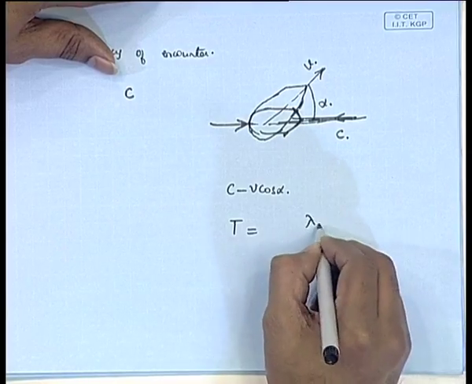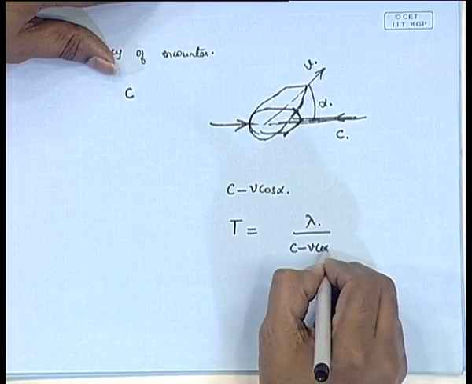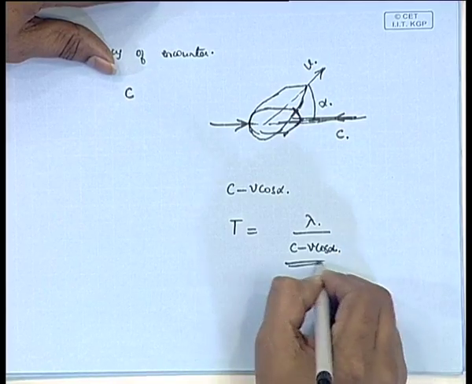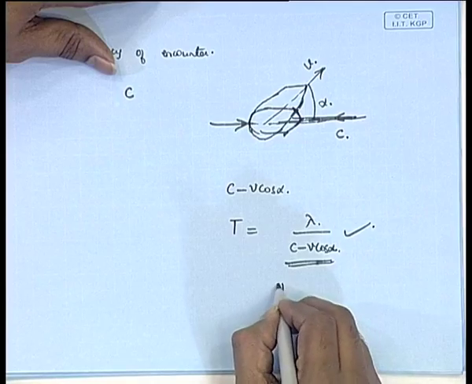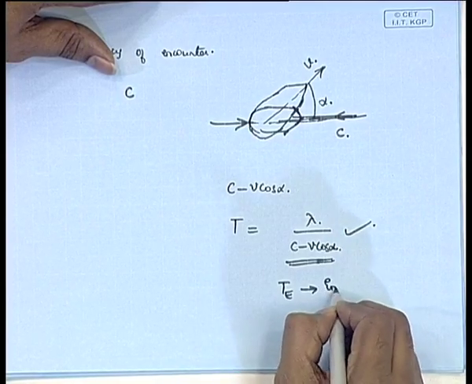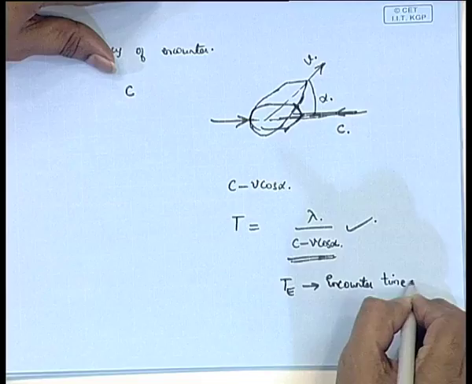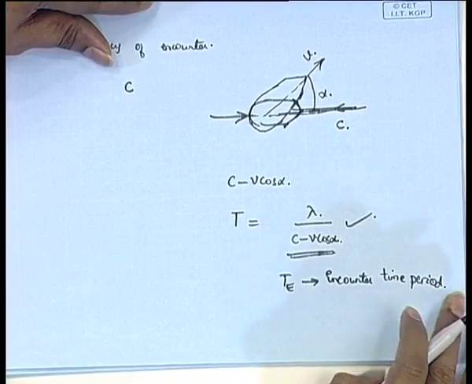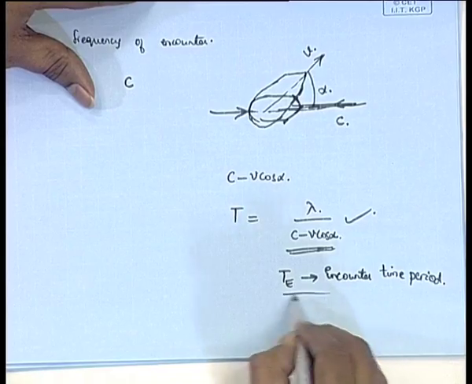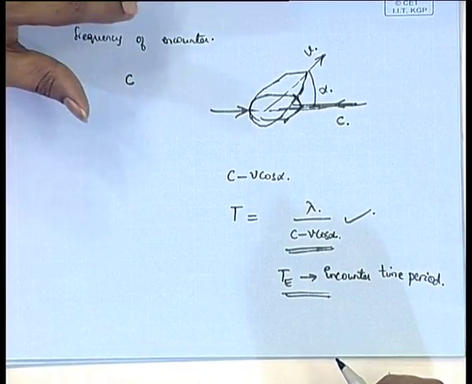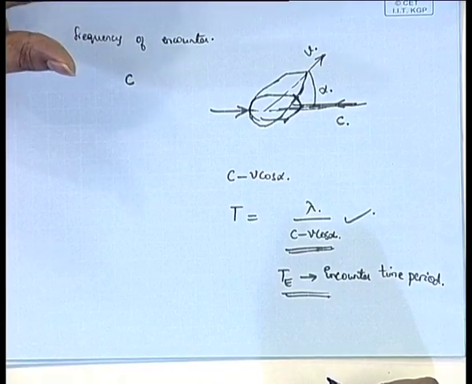So, the time taken to move that distance, which is also the time taken to see two successive wave crests, is equal to the time period, lambda by c minus v cos alpha. This is straightforward. This is what we call the encounter time period. This is the time period between two successive encounters of a wave by a ship.